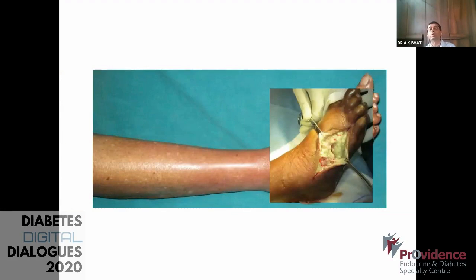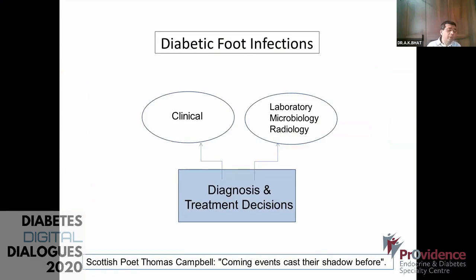And this patient obviously had a large area of skin loss and soft tissue loss over the dorsum of the foot, as well as extending to the anterolateral aspect of the leg. So in diabetic foot infections, very obviously what we have to do is sometimes we have to take treatment decisions based only on clinical findings rather than waiting for the laboratory, microbiology and radiology reports. That is how diabetic foot is often treated.